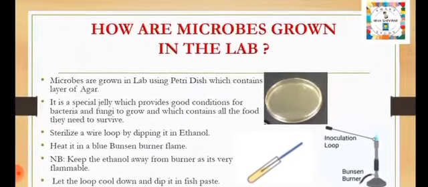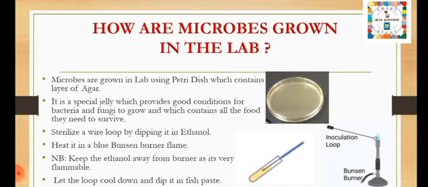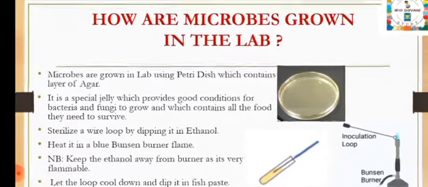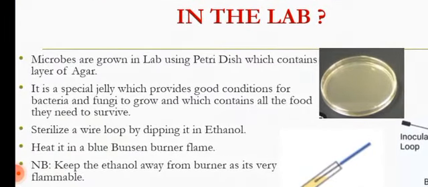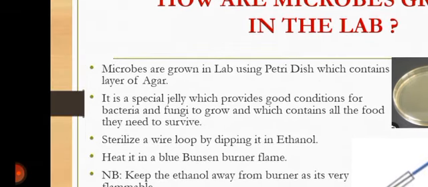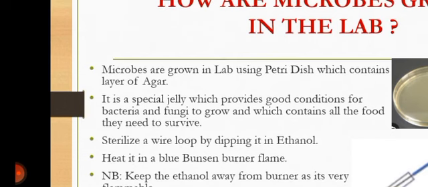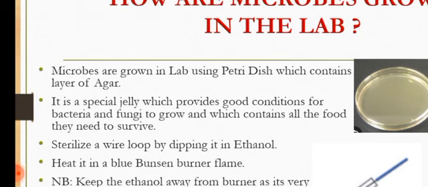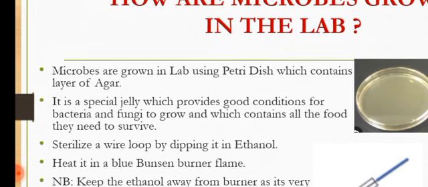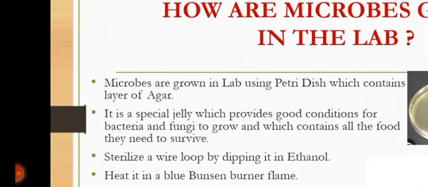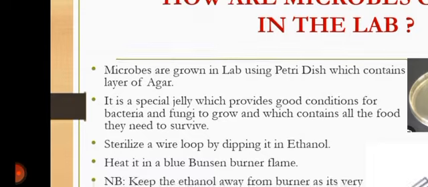How are the microbes grown in the laboratory? Microbes are grown in the lab using a petri dish. Here the image is given to you for better clarification and understanding, which contains a layer of agar. So what is agar now? It is a special jelly which provides good conditions for the bacteria and fungi to grow, which also contains all the food they need to survive.